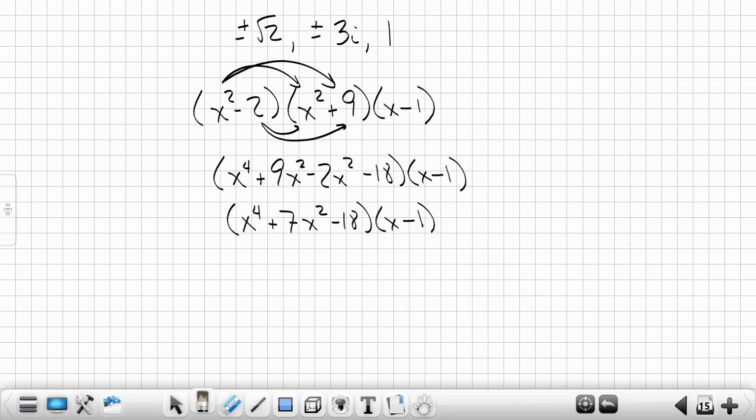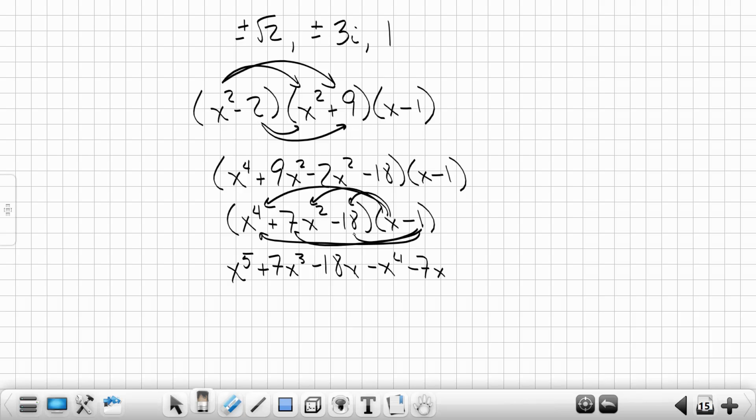So from here now, I can distribute, but I'm going to distribute this way. X times x to the 4th. X times 7x squared. X times negative 18. Negative 1 times x to the 4th. Negative 1 times 7x. Negative 1 times 18. There are no like terms to combine. I could call myself done. If we'd like, we can write it in descending order.